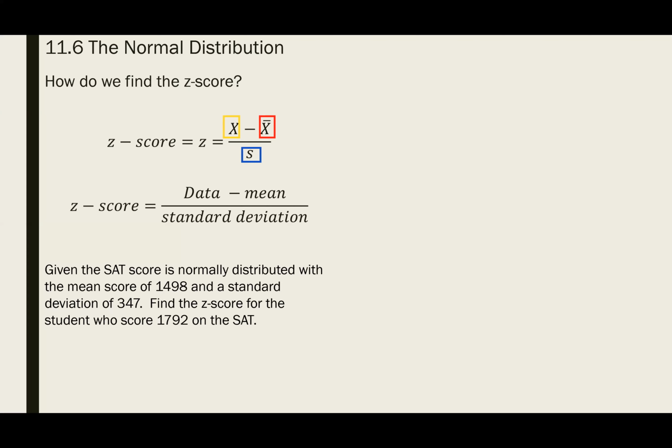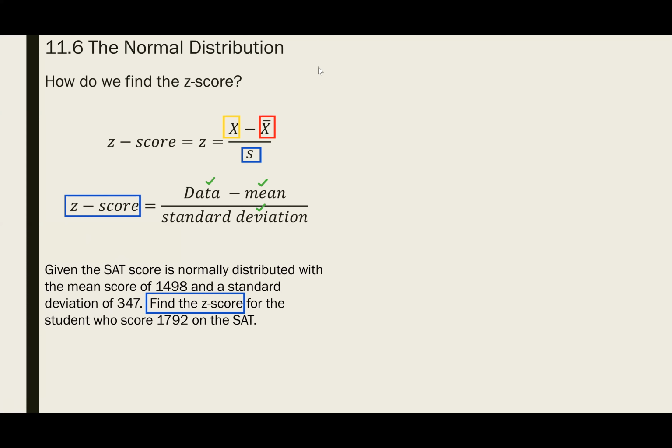Let's look at this problem here. They will ask you to find the z-score. That's what we're looking for. And to find the z-score, we need my data, my mean, and my standard deviation.